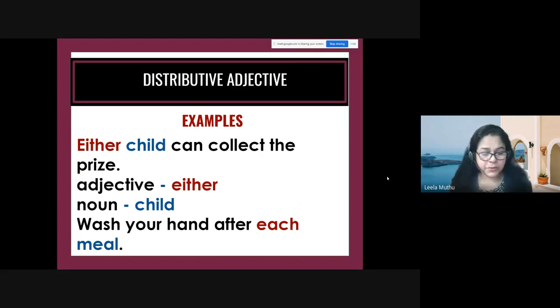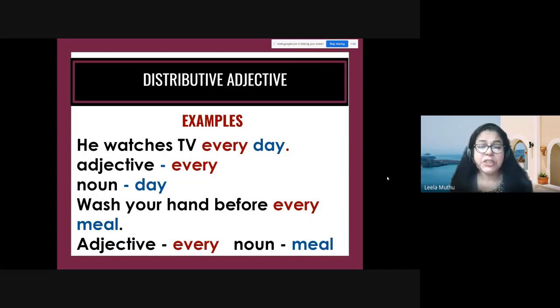Wash your hand after each meal. After every single meal, you have to wash your hand. Each followed by meal. It's a distributive adjective. He watches TV every day. How many days does he watch TV? Every day. Wash your hands before every meal. So each, every, either, neither are distributive adjectives.